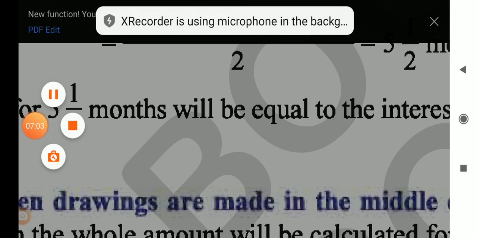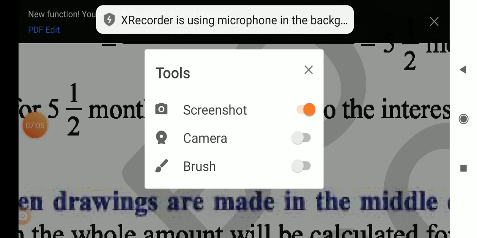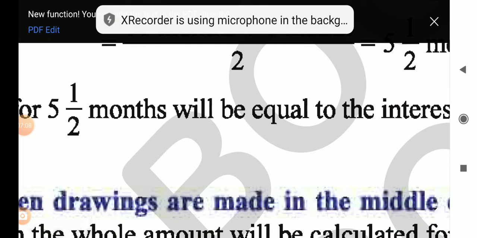The camera, its camera is going on and other things. I think this is the camera, sorry. Where is that camera? Yes.